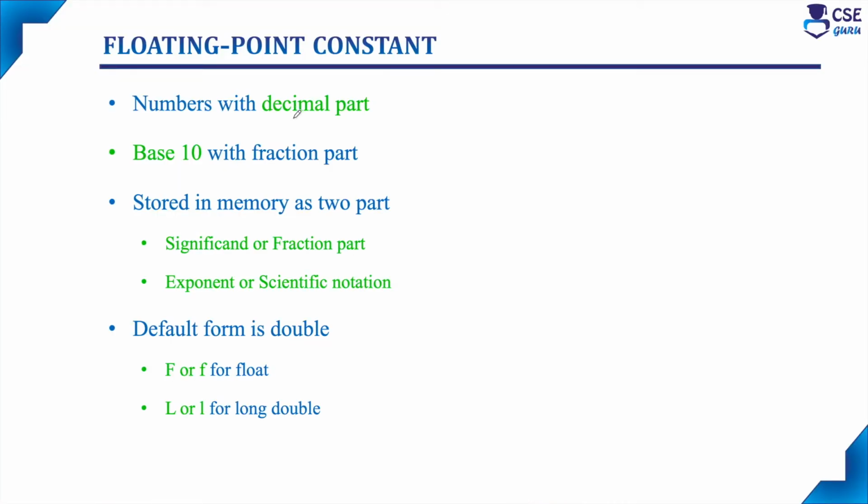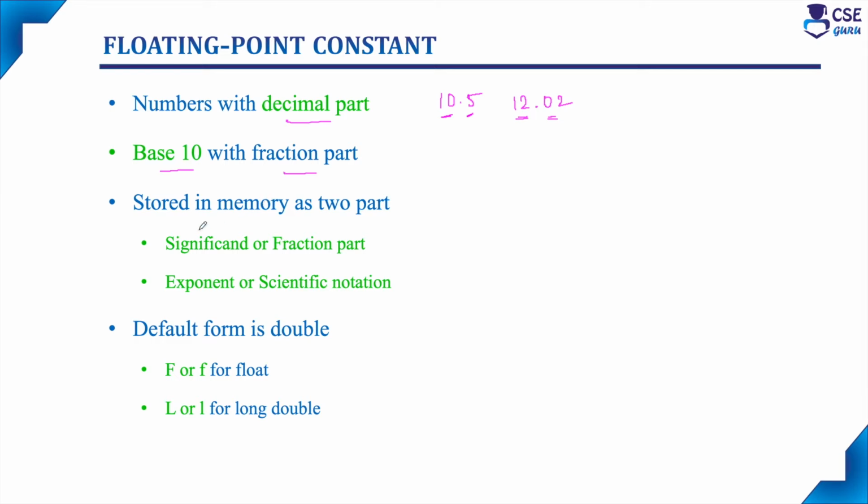Next is floating point constant. The floating point constants are numbers with decimal part, that is 10.5, 12.02. Likewise, the numbers have to include the whole number part as well as the decimal part. That is nothing but the floating point constant. So this floating point constant is otherwise called base 10 number with the fraction part. So this is a base 10 number and this is the fraction part. So this is floating point constant.